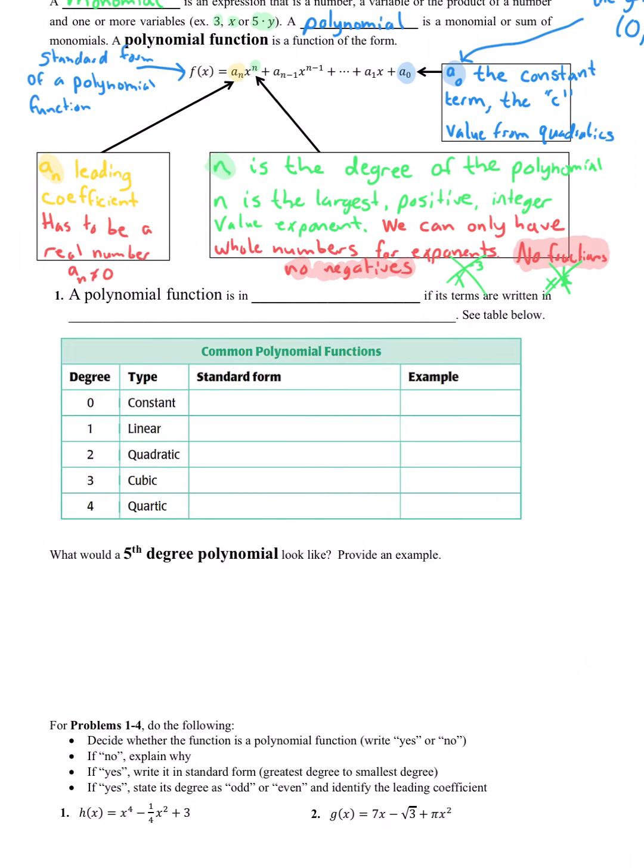So a polynomial function is going to be in standard form if its terms are written in descending order of exponents.